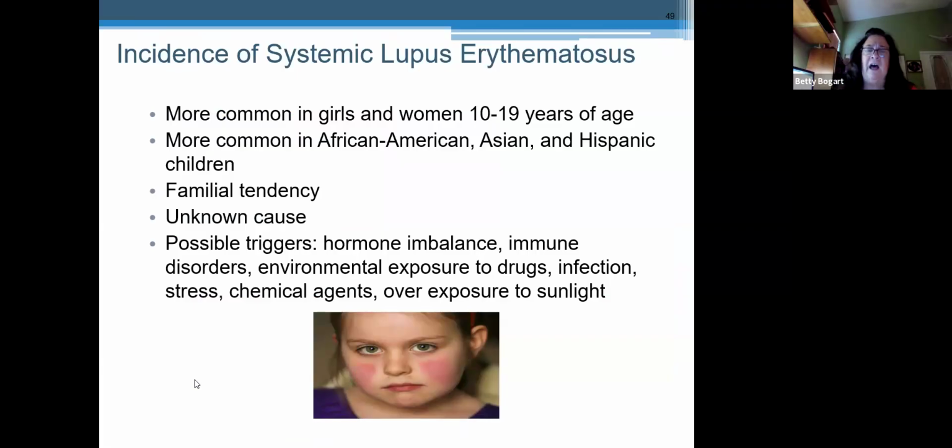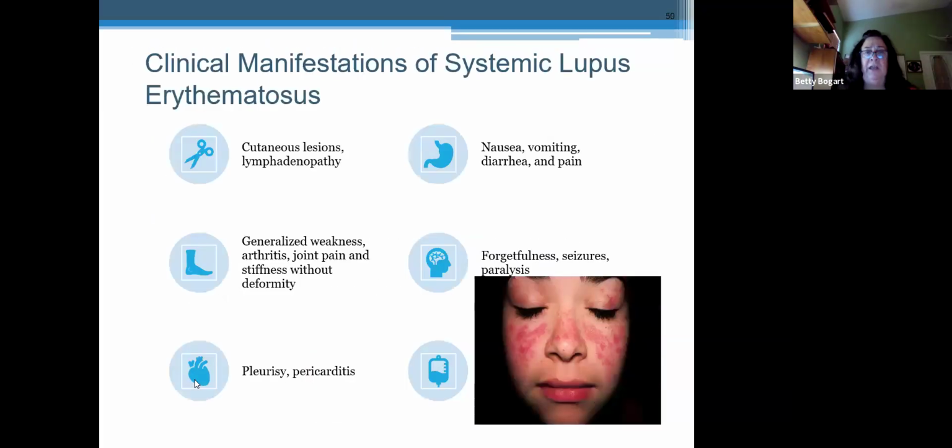So a lot of times we see this in young girls and women about age 10, and we don't know why it happens, but I think that age 10 is like the beginning of puberty, right? Beginning of the feelings of it. So it could be hormone. We do know lupus responds to overexposure to sunlight. So these children, you have to really protect them.